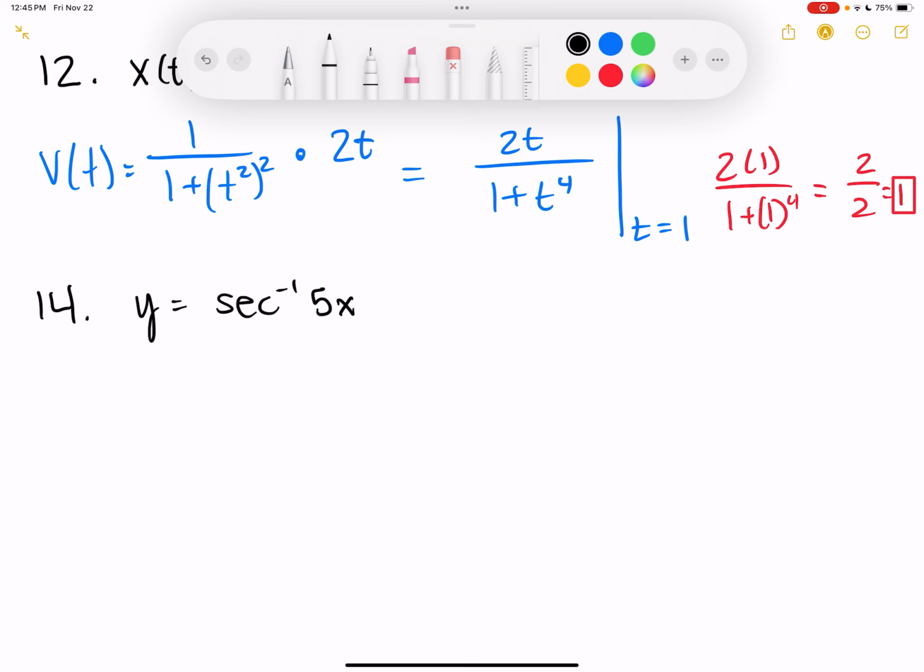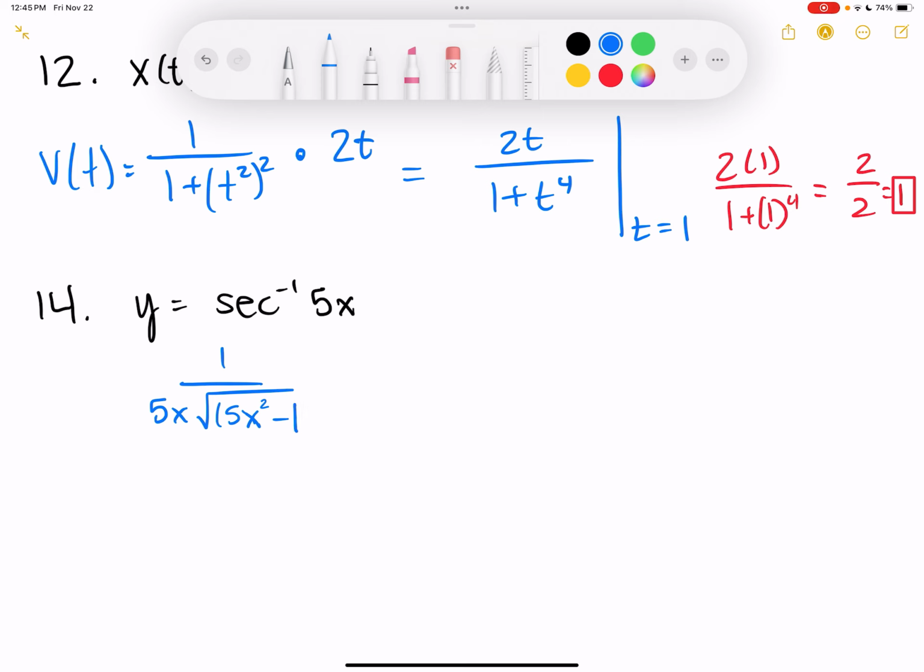All right, so the derivative of inverse secant, and I get there eventually, is 1 over x times the square root of x squared minus 1. So in this case it would be 1 over 5x times the square root of 5x squared minus 1.